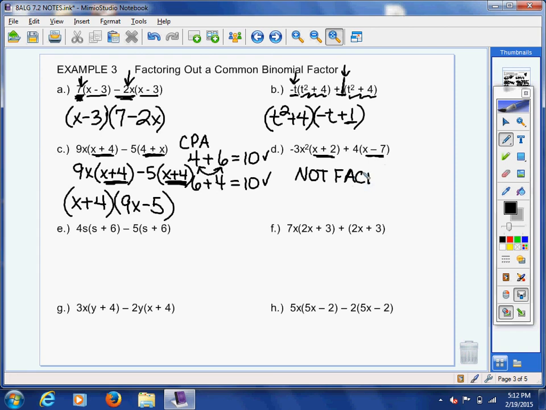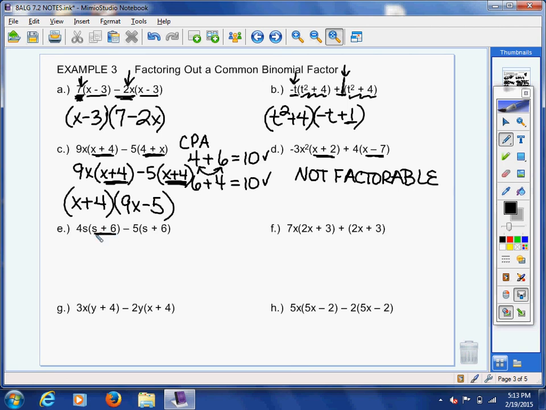I don't have a common binomial factor to pull out, and it's not letting me write, and I don't know why. There we go. I had to clean off the tip. So because there's not a common binomial factor in letter D, I can't pull anything out. And so it's not factorable. I just have to leave it alone. Okay? Let's see here. Let's look at E.